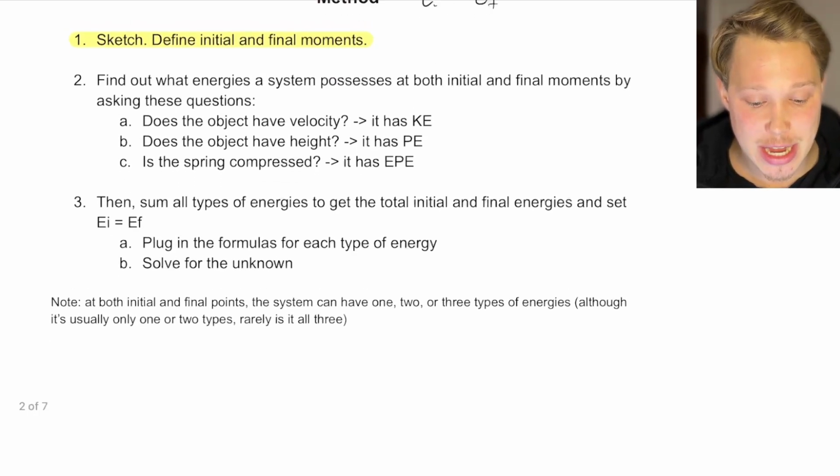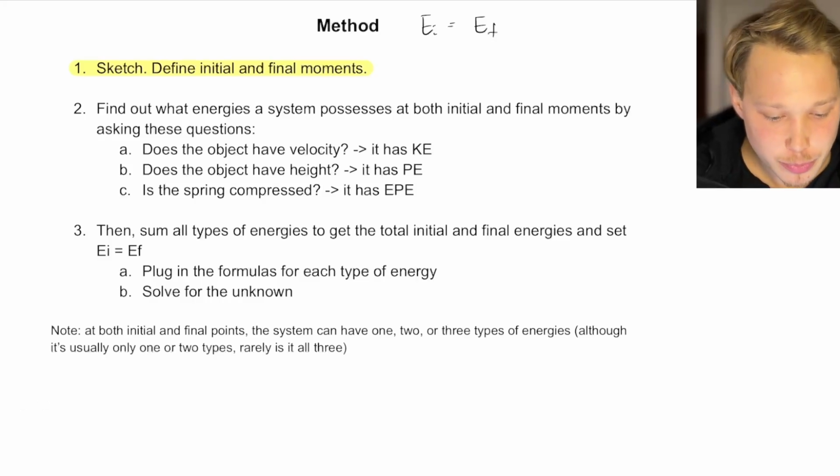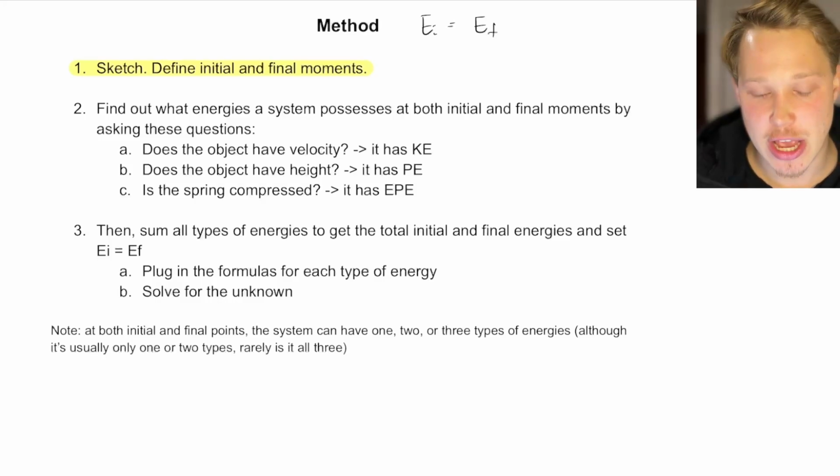Let me go through this really quick. So again, you want to define initial and final moments. The second step, you want to ask at both initial and final moments, those three questions.